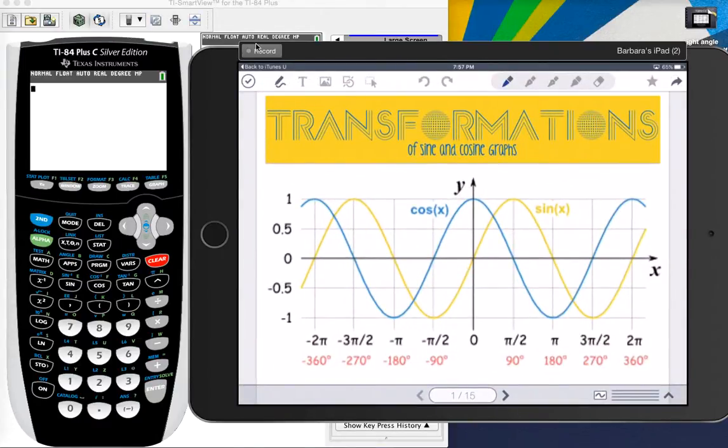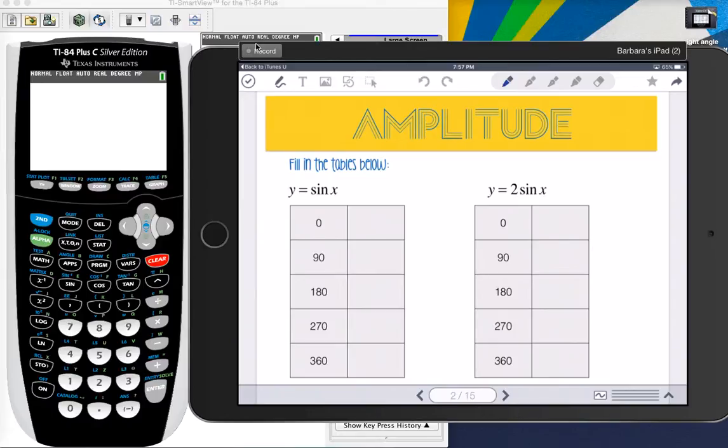Okay, now we're going to be talking about transformation. If you look on the first one, it talks about what sine and cosine look like. But we're going to start by filling out these two tables. So I'm going to go to my calculator, and in y equals, I'm going to hit sine of x. And under the second one, I'm going to hit 2 sine of x.